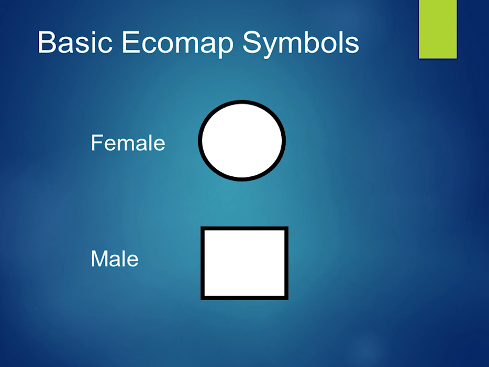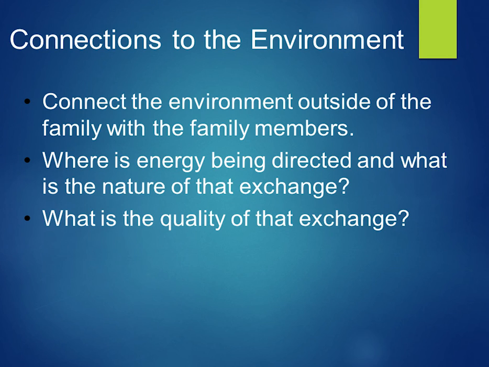Here are the basic Ecomap symbols. The female is represented by a circle, while the male is represented by a square. Connections to the environment connect the environment outside of the family with the family members. Where is the energy being directed, and what is the nature of that exchange? What is the quality of that exchange?